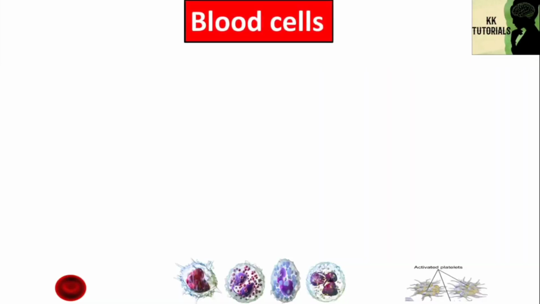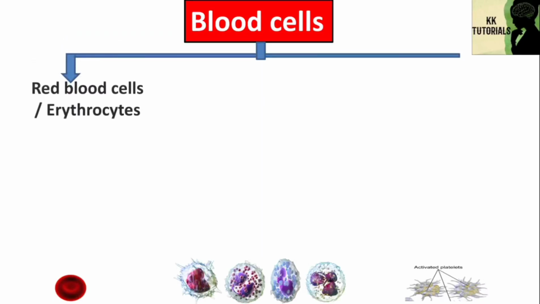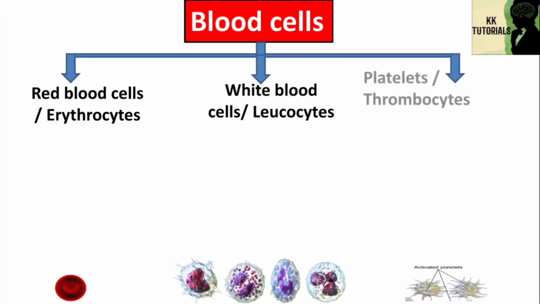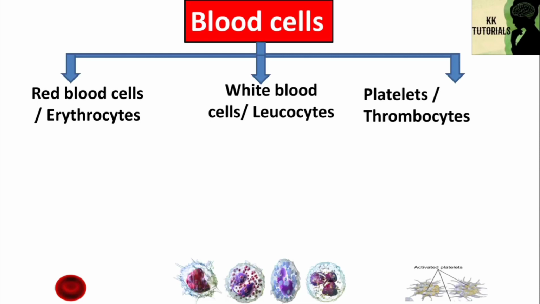There are three types of blood cells. They are red blood cells, also called erythrocytes, white blood cells, also called leukocytes, and platelets, also called thrombocytes. Let's talk about erythrocytes.